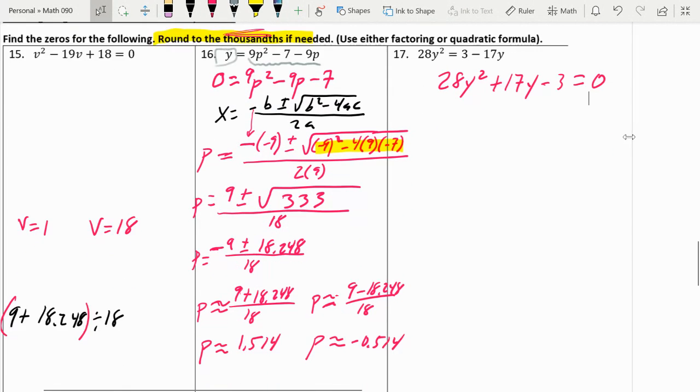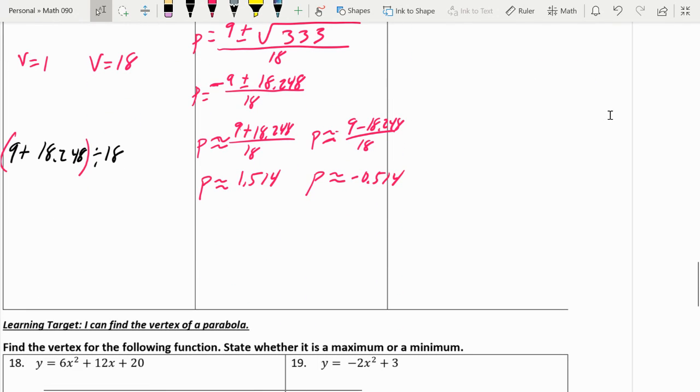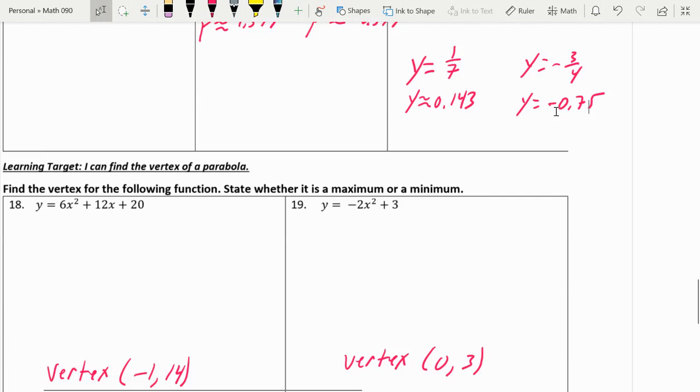When you do this one, I'll give you a hint. It can be factored, but if you don't want to factor and you just want to use the quadratic formula, you'll end up with y is equal to 1 over 7, or for you guys that absolutely hate fractions, approximately 0.143, and then y is equal to negative 3 over 4, or y is equal to negative 0.75. All right, so I hope that helped.